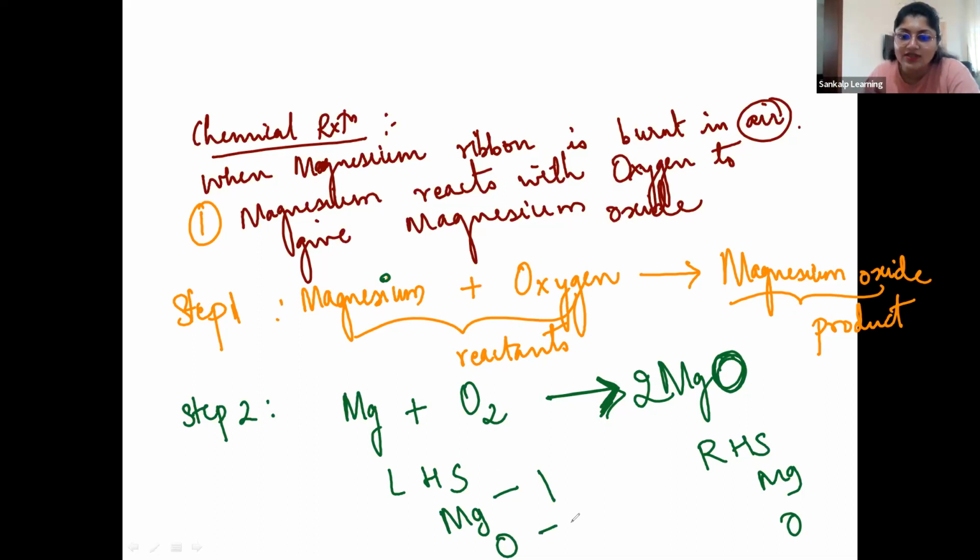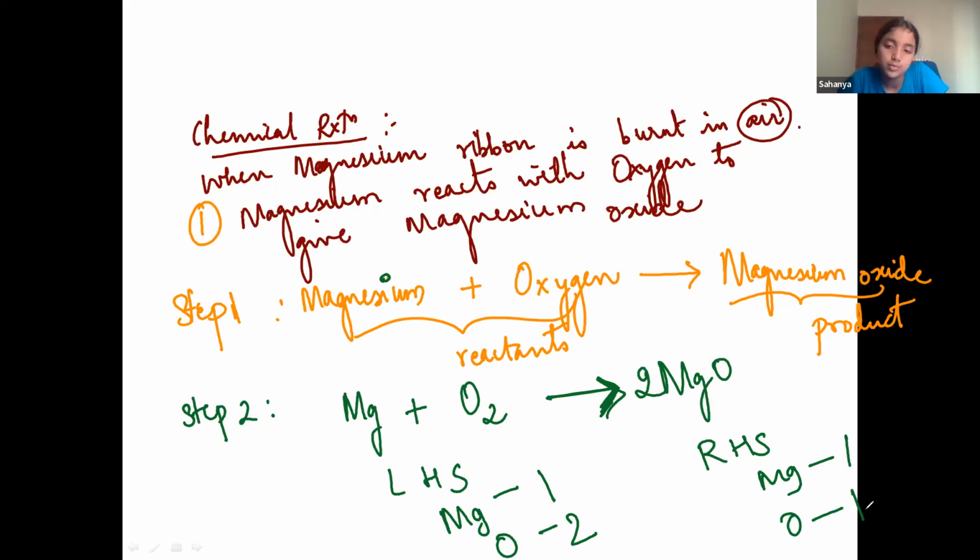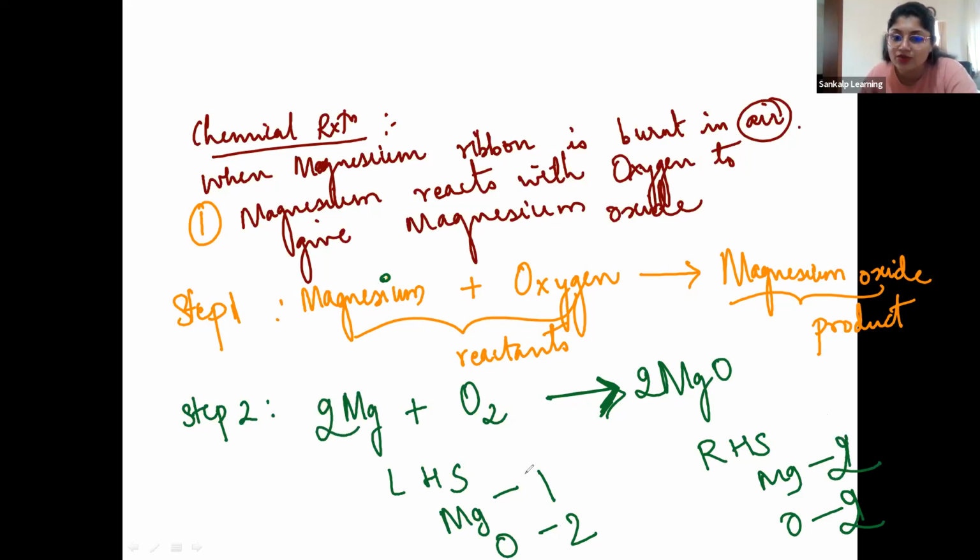Now your oxygen atoms are how many? Two atoms. Now your magnesium. Before writing here, I'll just write like this, then we will balance it. Magnesium is 1, oxygen is 1 on the product side. Magnesium is 1 on both sides, oxygen is 2 on the left and 1 on the right. So I'll write 2 here. Now oxygen becomes 2, but magnesium also becomes 2, so I'll write 2 here. So it becomes 2 and 2, 2 and 2. So it is balanced.